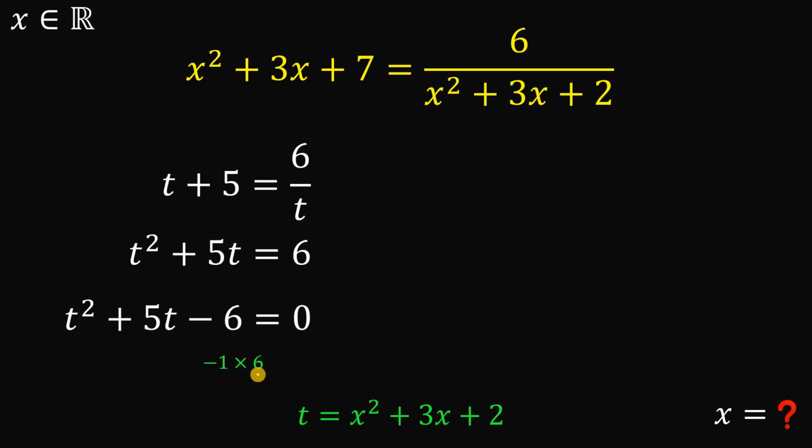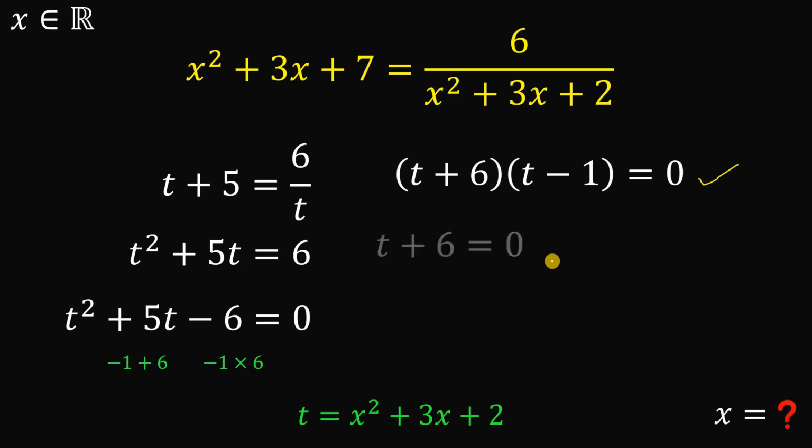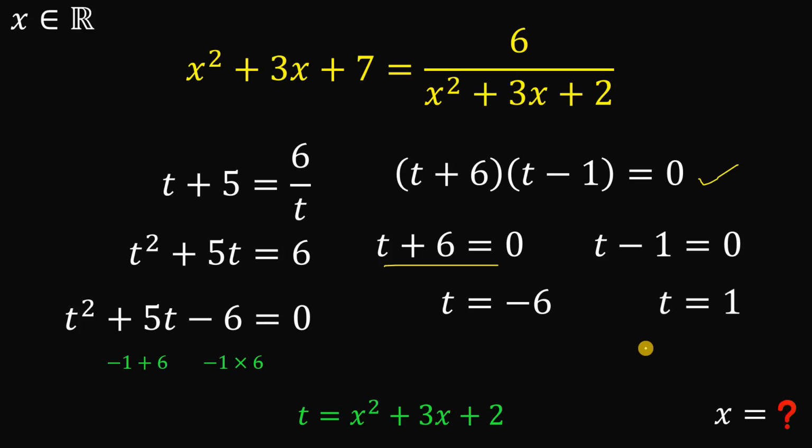Notice that negative 6 is negative 1 times 6, and negative 1 plus 6 will give us positive 5. So the factored form of t squared plus 5t minus 6 simply equal to t plus 6 multiplied by t minus 1. Now, since it is equal to 0, using the 0 property, we can say that t plus 6 equals 0, or t minus 1 equals 0. Now, in the first case, if we solve for the value of t, t equals negative 6, and in the second case, we have t equals 1.